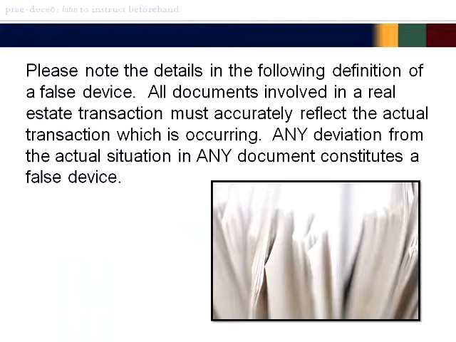All documents involved in a real estate transaction must accurately reflect the actual transaction which is occurring. Any deviation from the actual situation in any document constitutes a false device.